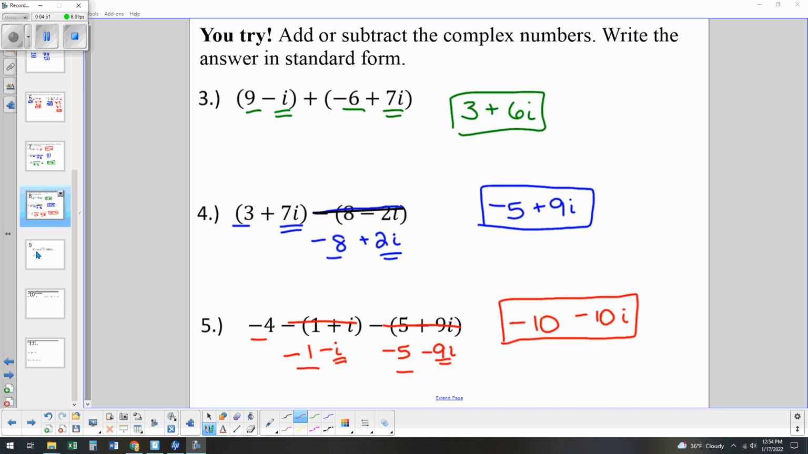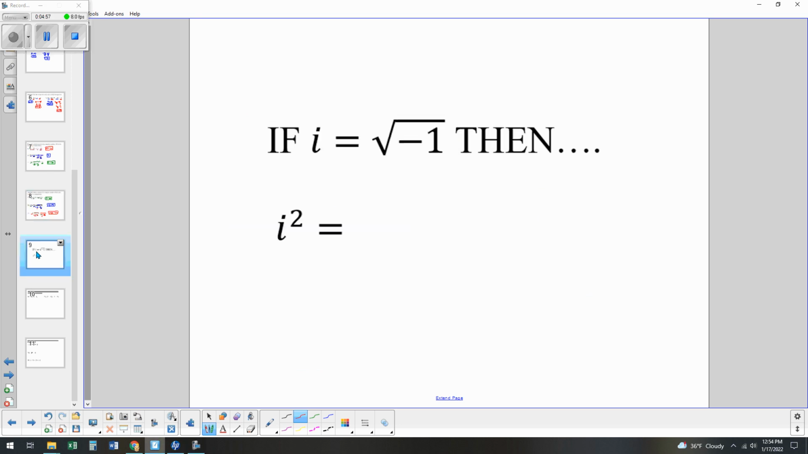We could also multiply complex numbers, and something special happens when we multiply i times i. So if we get i squared, I'm really looking at negative 1, or the square root of negative 1, squared. And if you recall, anytime I have the squared and the square root, they cancel each other out, so we get whatever was left inside. So i squared actually equals negative 1.